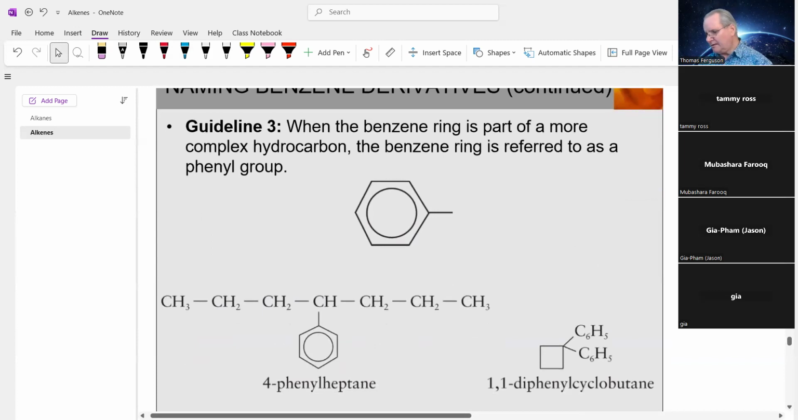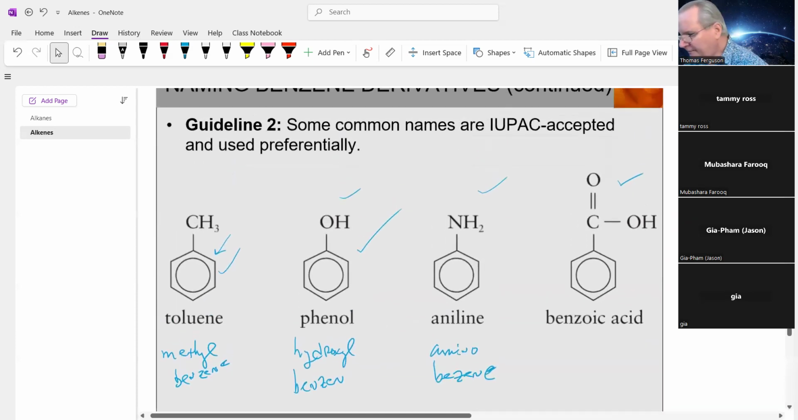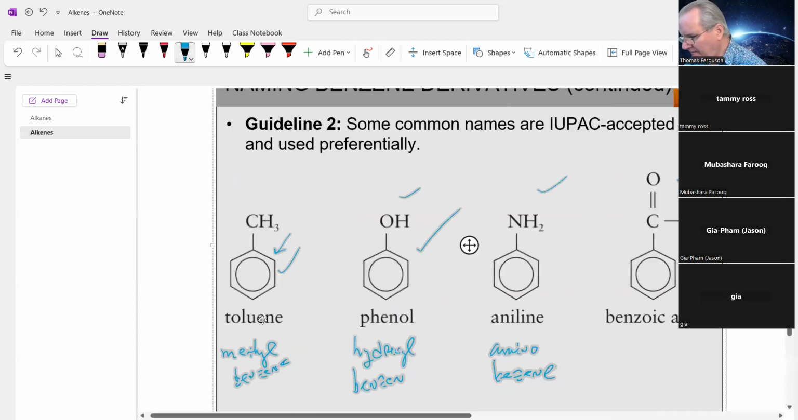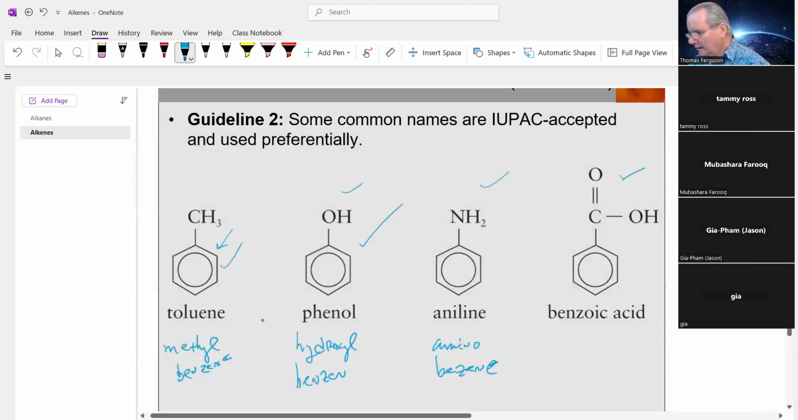Wait, sorry, Professor. Did you just check all four? No, I said for unit 1, you need to know toluene and phenol. Aniline is going to be another chapter. I mean, another unit. Same with benzoic acid. This is going to be unit 3. This is going to be unit 4.